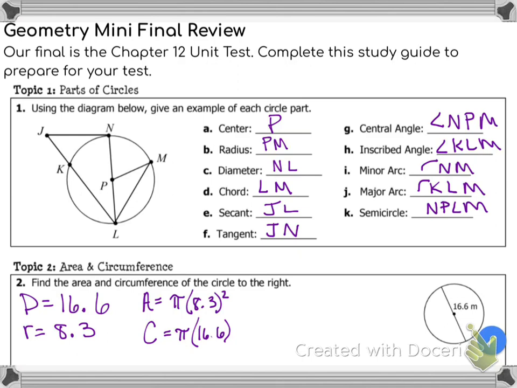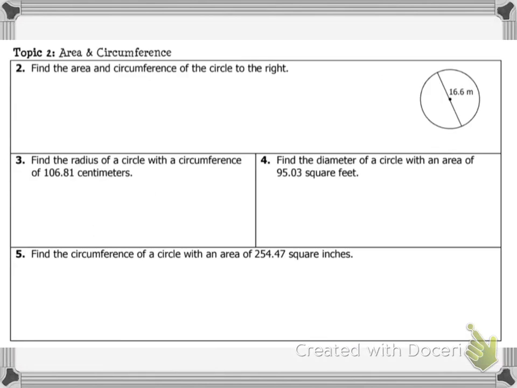Calculator time. 8.3 times 8.3 is 68.89. So 68.89 pi units squared. Get that squared in there. Wait a second, it's not units. Meters. Okay, 68.89 pi meters squared. There's my units. And then this one's just 16.6 pi meters, because it's a length. Yay, topics 1 and 2 are done.